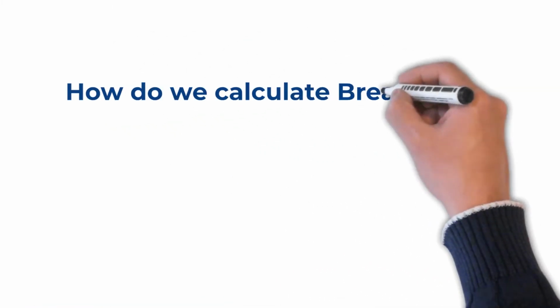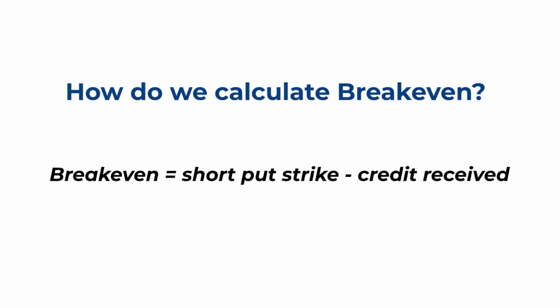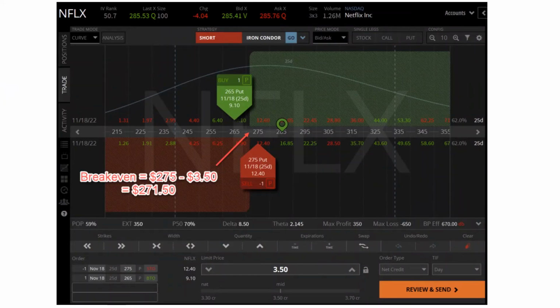How do we calculate the break even? The break even of a vertical spread is the short put strike minus the credit received. So in the Netflix example, it would be the $275 minus $3.50, which is $271.50. So the stock price could drop down to that price from the current price of $285 and we still break even. If it stays anywhere above that price, we make money.